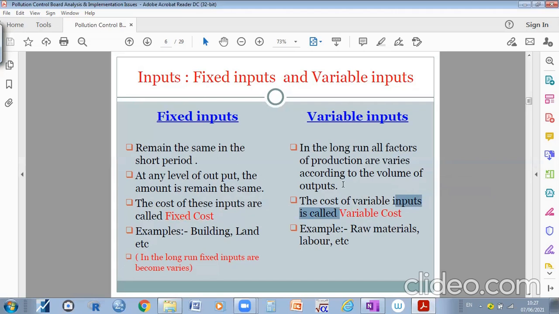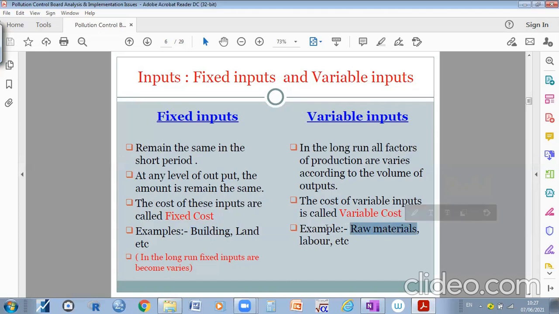But during the long run, this is called variable cost, which we can change as per our output requirement. For example, today you need to produce 10 output, you can produce. Tomorrow, if you want to reduce the output, you can reduce, and your variable cost will be reduced. It varies according to the volume of output. Best examples are building and land. When you have taken a building on rent, you cannot reduce your building rent, and you cannot change the building size either. The land you cannot change within the short term. For example, in the long run you can change the raw materials.